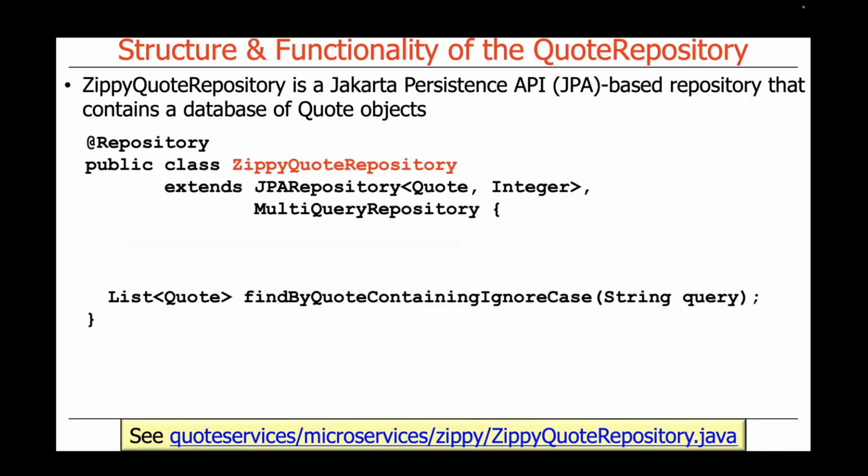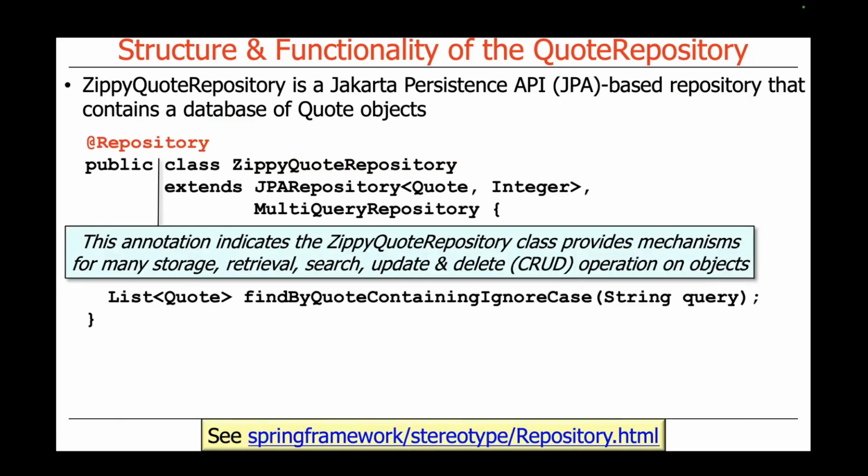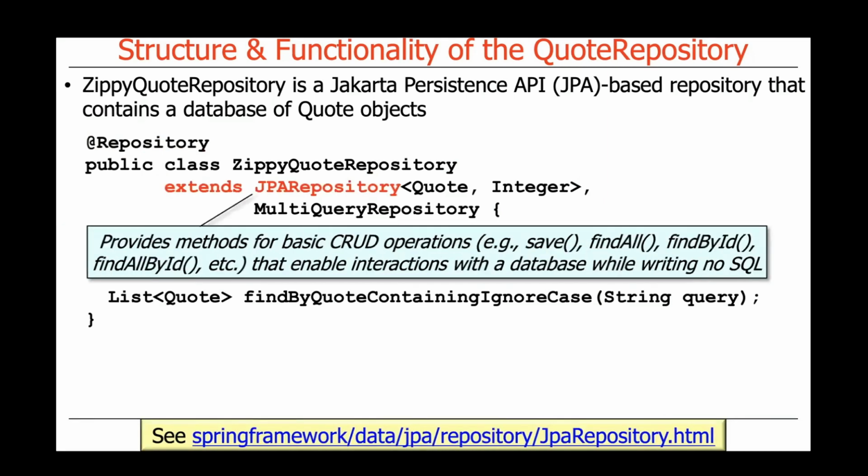Here's what the actual class definition looks like. We say ZippyQuoteRepository, which exists at the link shown below. This is annotated with the @Repository annotation that indicates that the ZippyQuoteRepository class provides mechanisms for a whole slew of different storage, retrieval, search, update, and delete, or CRUD operations on objects. And by extending the JpaRepository, it gets all these other operations for free: save, findAll, findById, findAllById, etc.